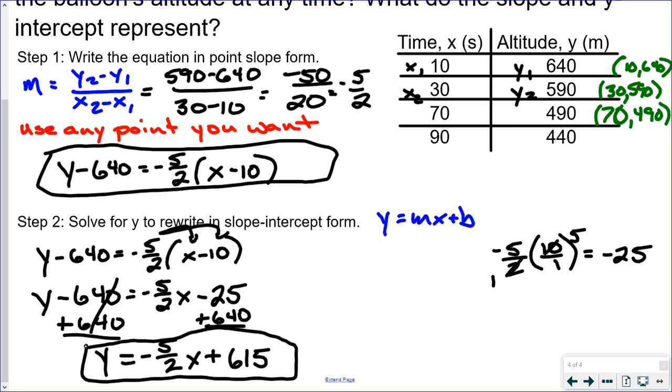Now here's a cool fact. Remember, for this first answer, there are multiple answers here because you could have used any of these ordered pairs as your point. And if you used a different ordered pair than I did, you would get a different solution here, a different equation. But once you solve it for y, all of them come out to the same thing. All right. So that's it.